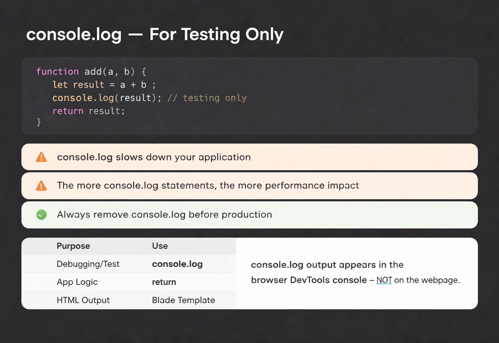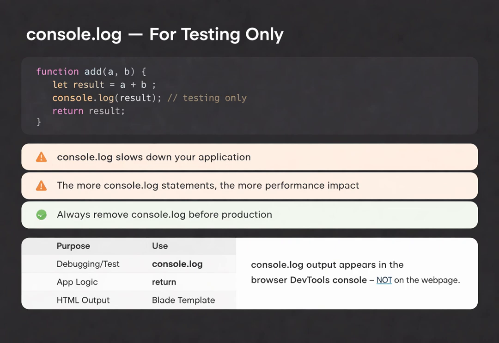One important practical note about console.log, it's a development tool, not a production tool. When you're learning or debugging, console.log is incredibly useful. You can see what values are inside your function, check if your logic is correct, and trace through your program's execution. But it's important to understand that the output appears in the browser's developer tools console, not on the actual web page your users see.